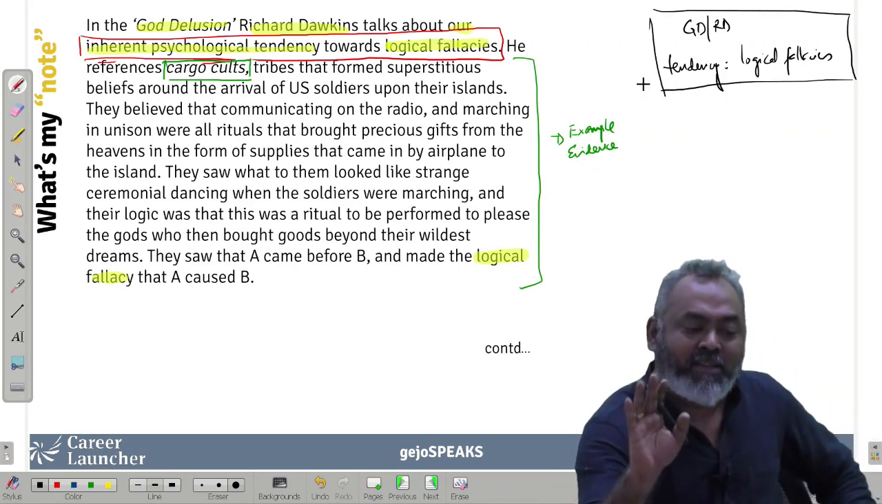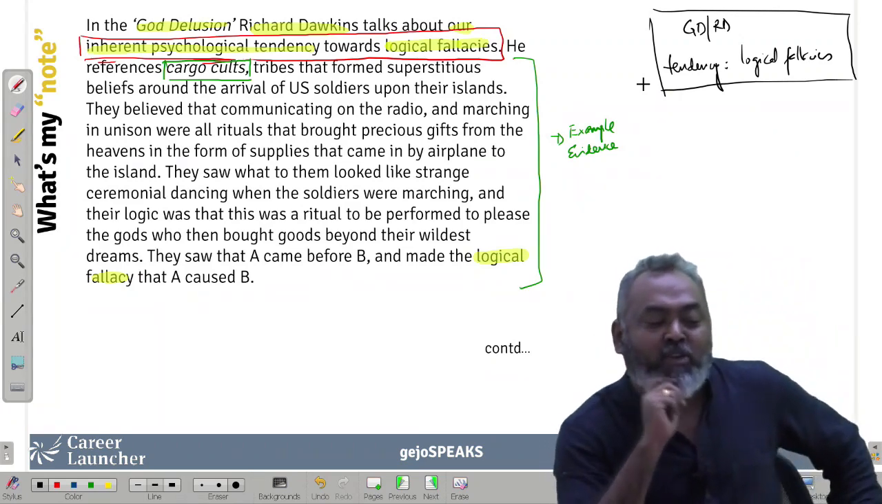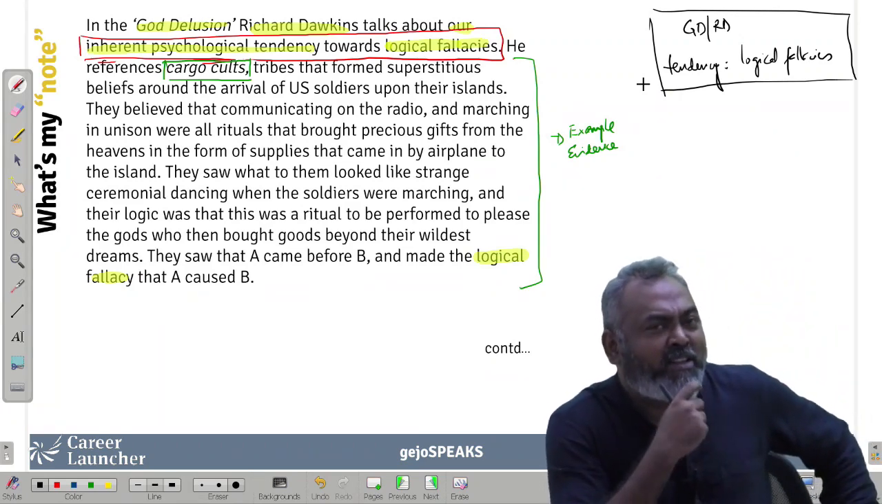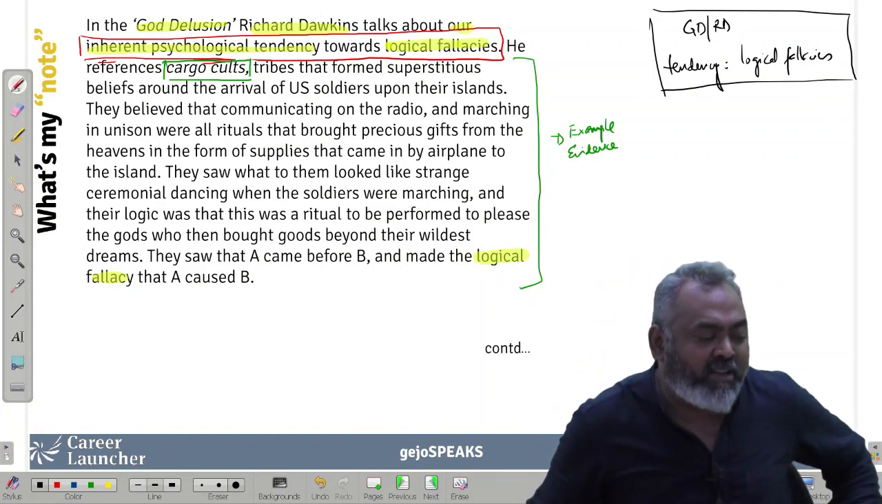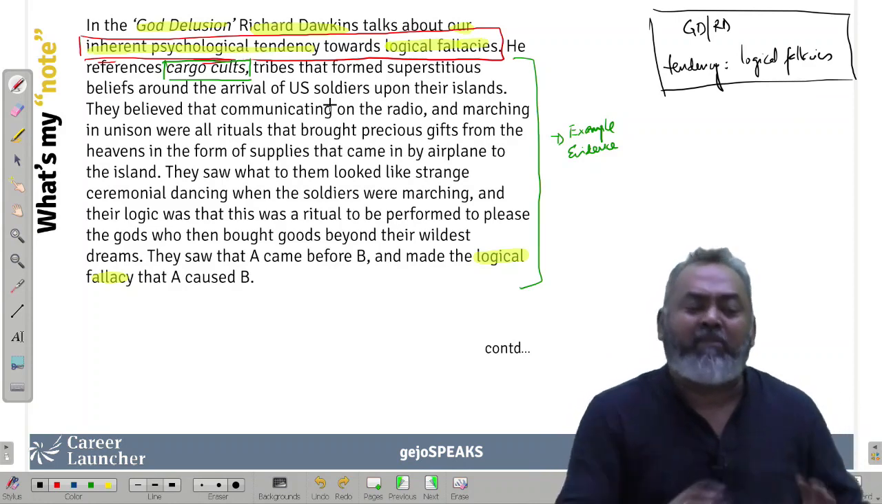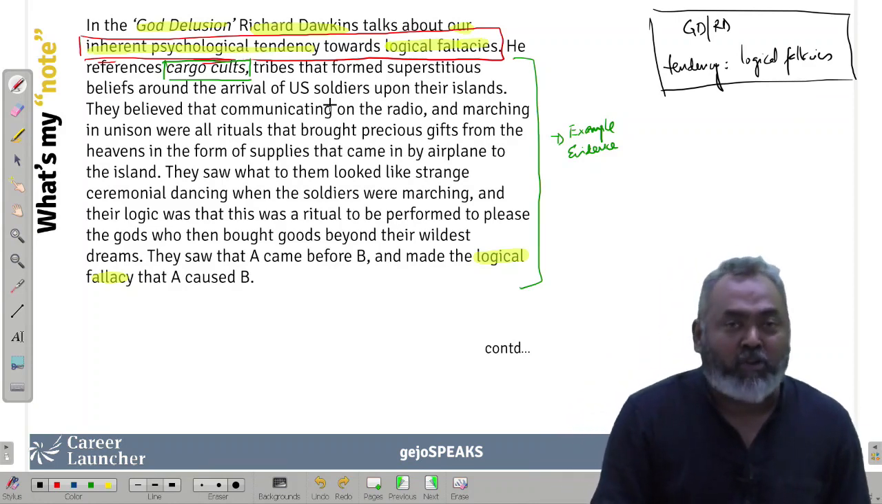My note: the paragraph talks about tendency, logical fallacy. And I also know the cargo cults are in the first paragraph. Any question forces me to come back, and I'll read whatever is mentioned here. For the time being, I'll leave it. Okay, we have inherent tendency towards logical fallacy.